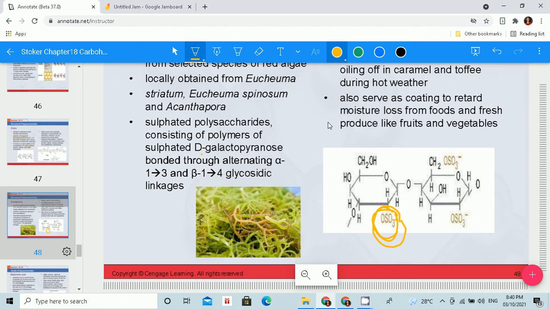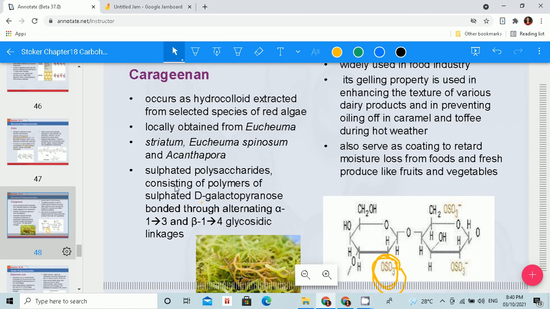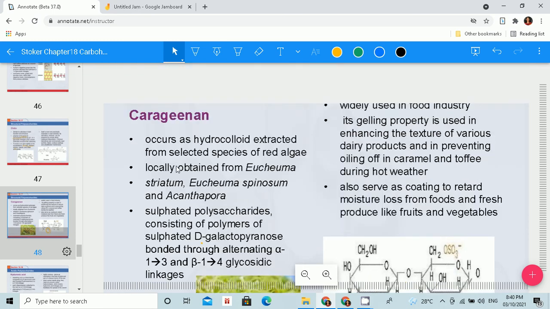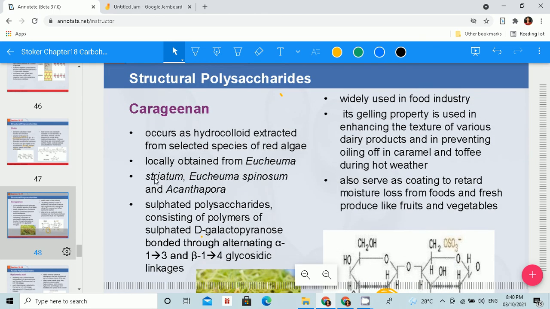So, consisting of polymers of sulfated galactopyranose bonded through alternating alpha 1,3 and beta 1,4 glycosidic linkages. Okay, so we have an alternate. This is also a straight chain. And then it is widely used in the food industry. Its gelling property is used in enhancing the texture of various dairy products and in preventing oiling off in caramel and toffee during hot water.